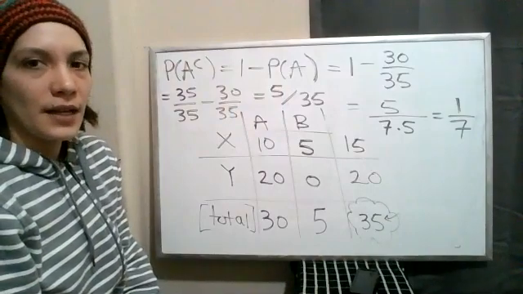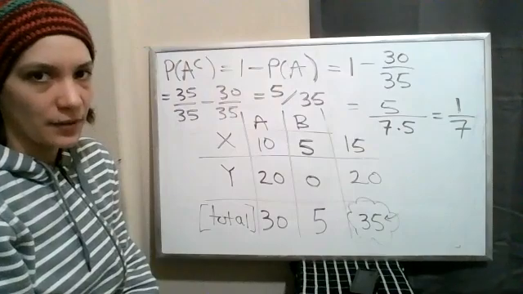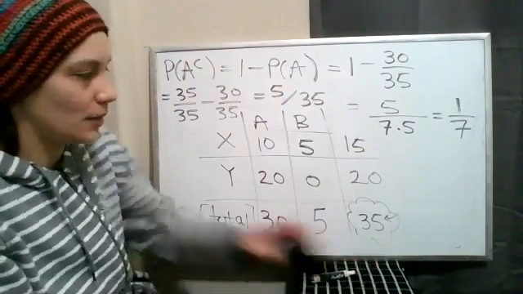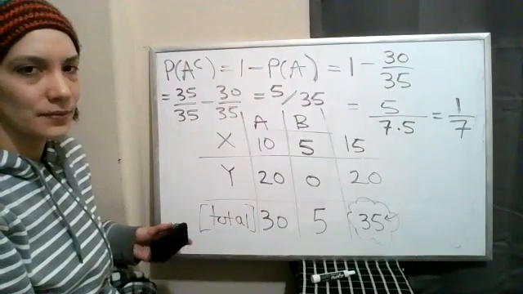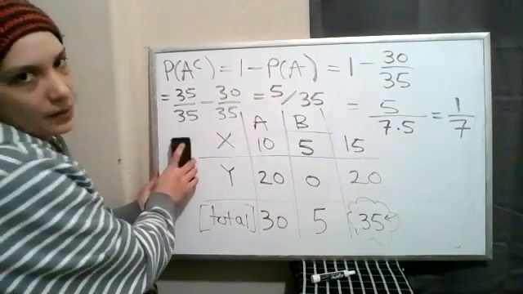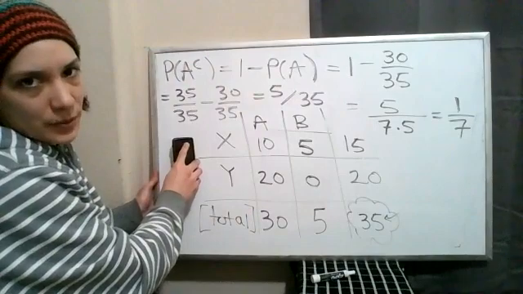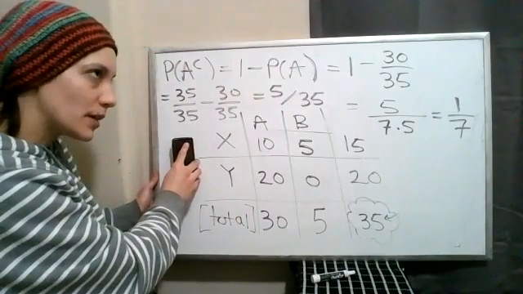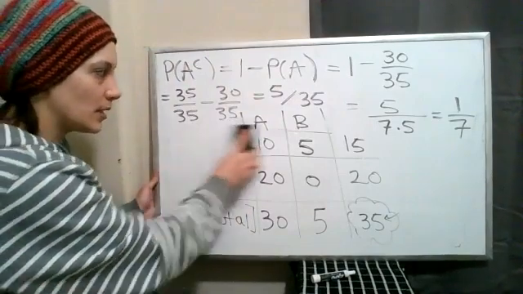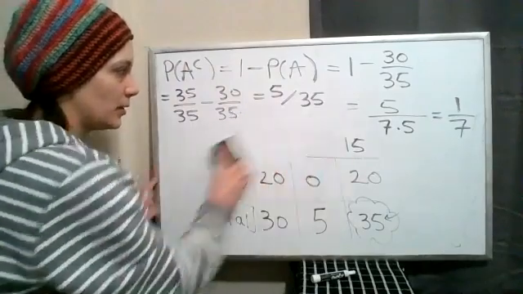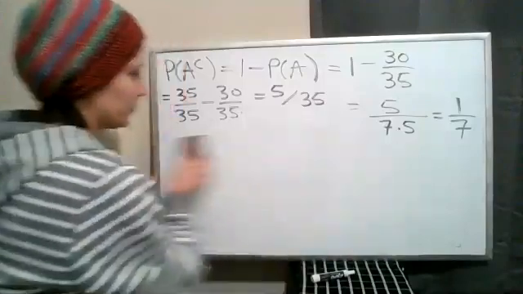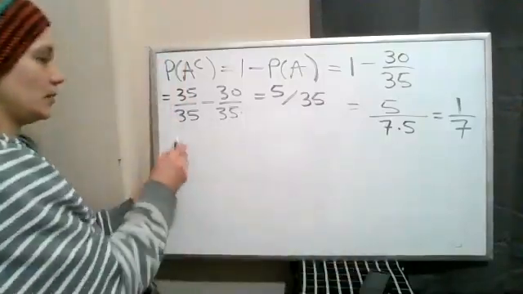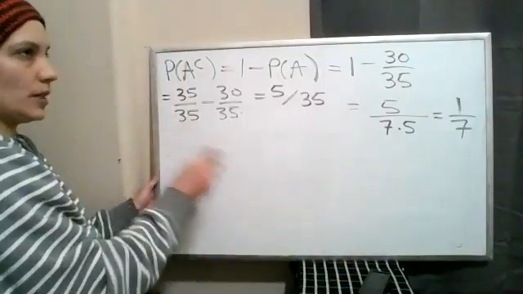Awesome. Let's find the probability of B complement. And because we need some more space to do scratch work, I'm going to redraw this in just a bit. So we'll come back to this table soon. Awesome. This is 1, 2, 3, 4.